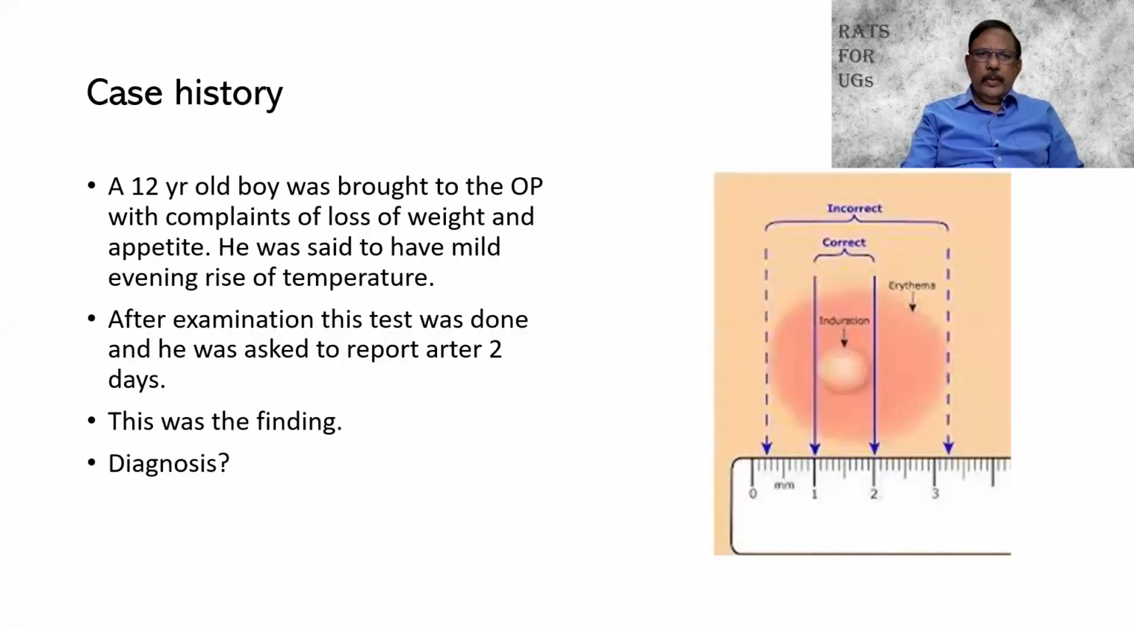I start the next topic with a case history. A 12-year-old boy was brought to the outpatient unit with complaints of loss of weight and appetite. He was said to have a mild evening rise of temperature. So this is a complaint. After examination, the physician asked for a test to be done and report to the OP again after 2 days. And this was the finding. So this is the finding over here. I would like you people to kindly come to a diagnosis.